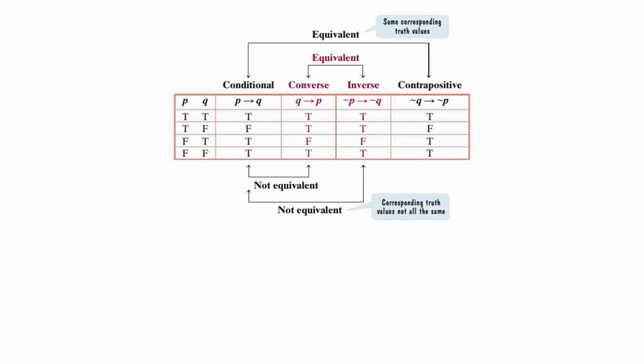So conditional is not equivalent to converse. It is not equivalent to inverse, but converse and inverse are equivalent to each other, because we can look again that each row has the same truth value. True, true, false, true, true, true, false, true. And so those two statements are equivalent.